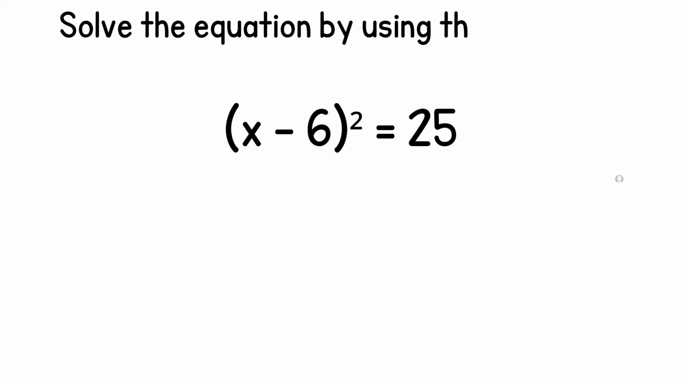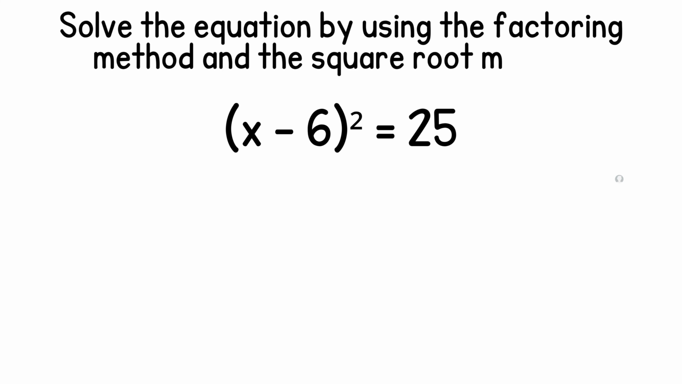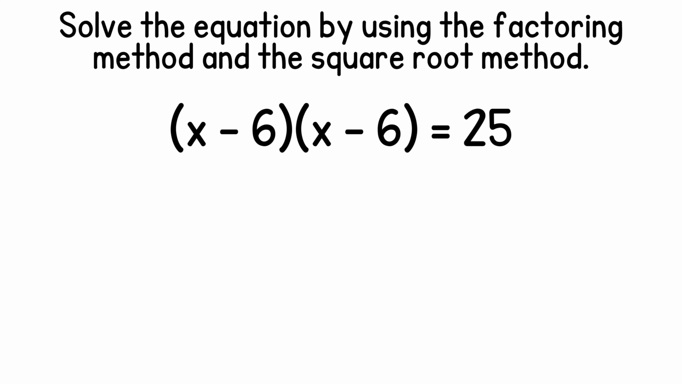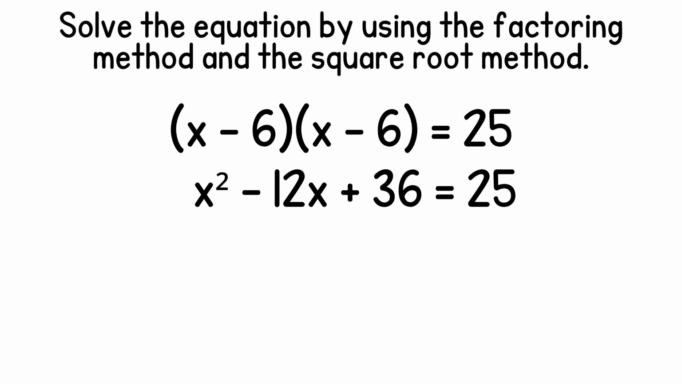In this example, we're going to solve the equation by using the factoring method and then the square root method. So let's start with the factoring method. The statement we got from the perfect squares told us that our first term will be x squared, our middle term will be twice our factor, so we'll get negative 12x, and then our last term is found by squaring our factor, so we'll get 36. And then we'll set it equal to 25.